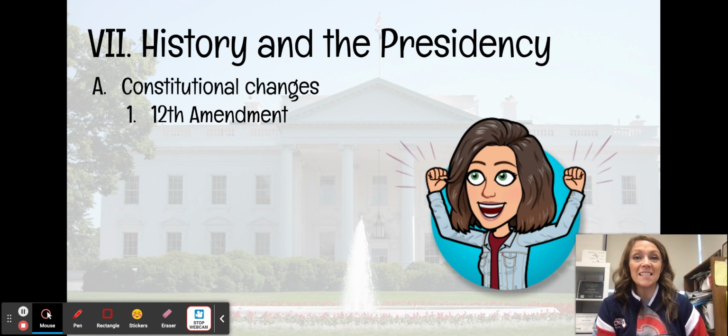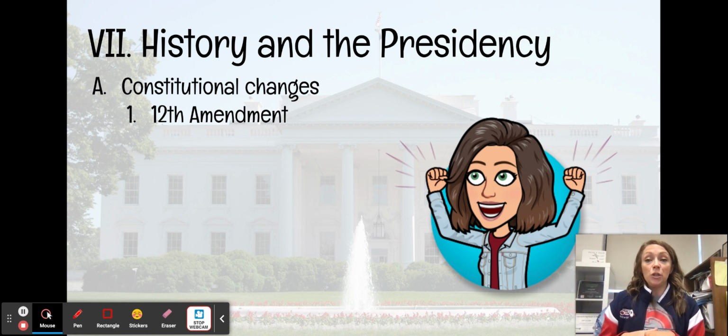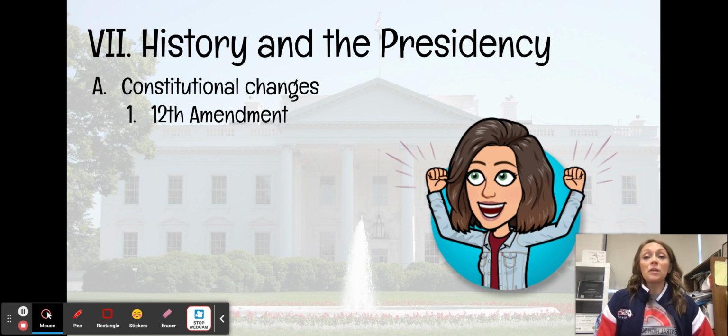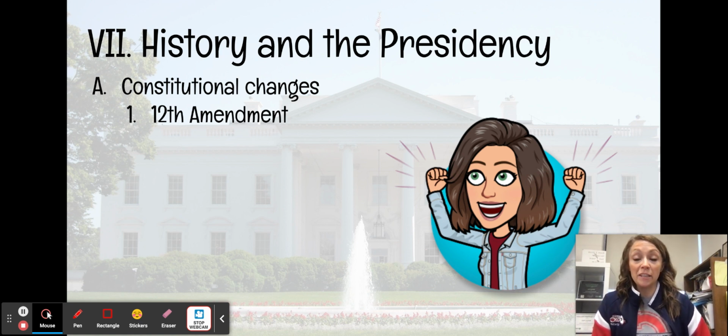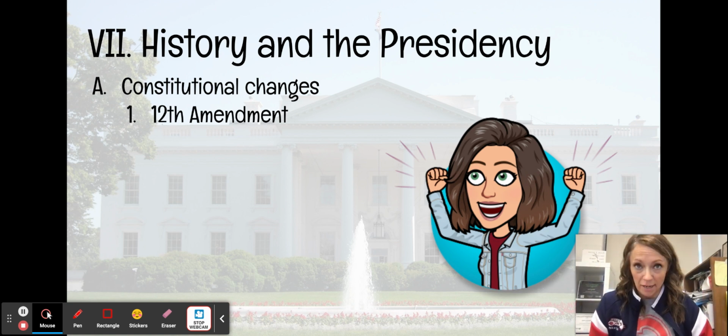So the 12th Amendment was passed in the 1800s, and it's the first amendment to deal specifically with how presidents are elected, okay? So prior to the 12th Amendment, presidents and vice presidents were elected individually. So if you were a candidate for president, you would run, and whoever got the majority of electoral votes would become president, and whoever came in second would become vice president. So the election between Thomas Jefferson and Aaron Burr kind of spurred the need for change, shall we say.